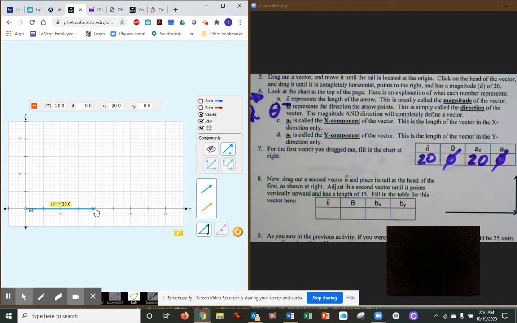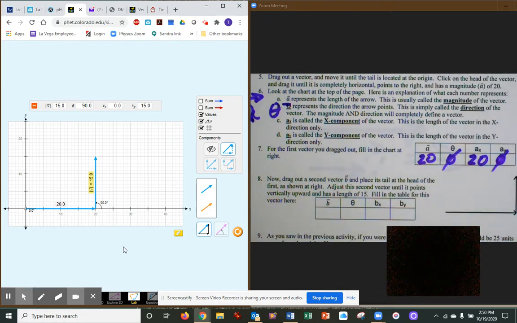Now, it wants you to drag out a second vector. I will go ahead and tell you, whichever color vector you picked first, stick with it. So I pulled a blue one, so I'm going to pull out another blue one, put the tail at the 20, and put the head up at the 15. Okay?